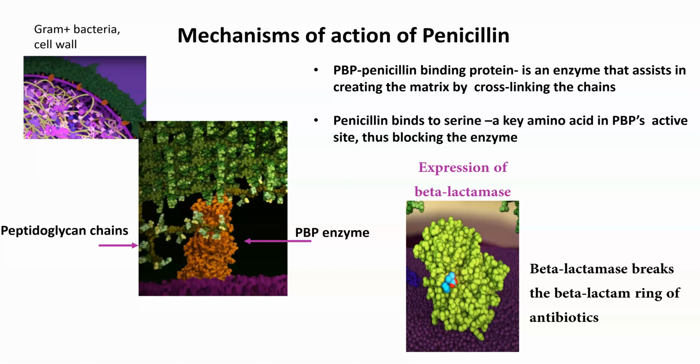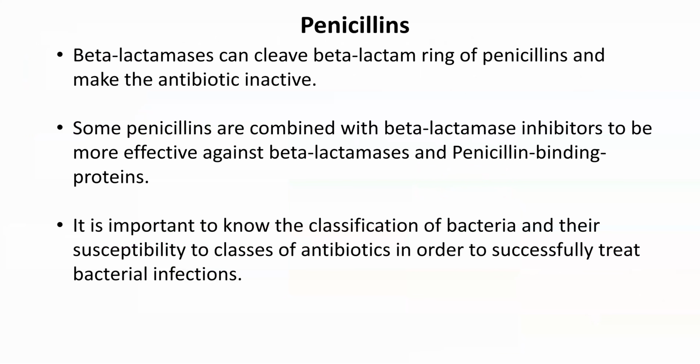Some bacteria can express beta-lactamase. Beta-lactamase breaks the beta-lactam ring of the antibiotics, making the antibiotic ineffective. So beta-lactamases can cleave the beta-lactam ring of penicillins and make the antibiotic inactive. Some penicillins are combined with beta-lactamase inhibitors to be more effective against beta-lactamases and penicillin binding proteins.